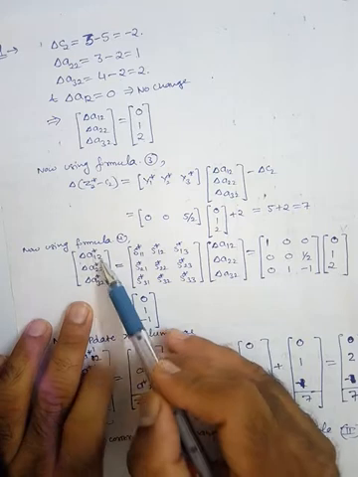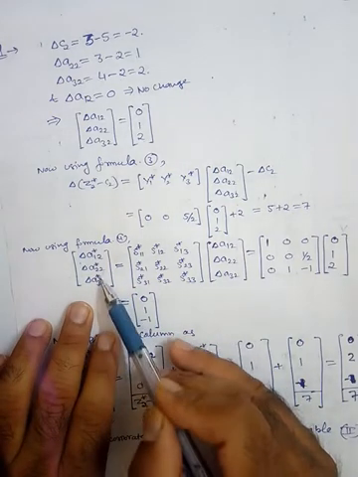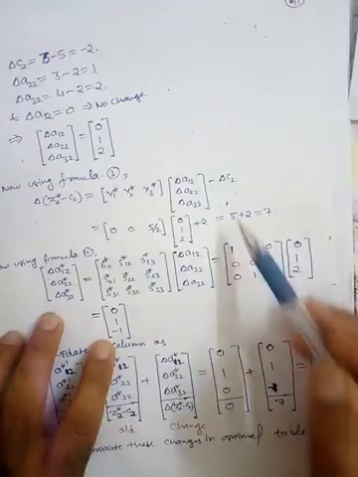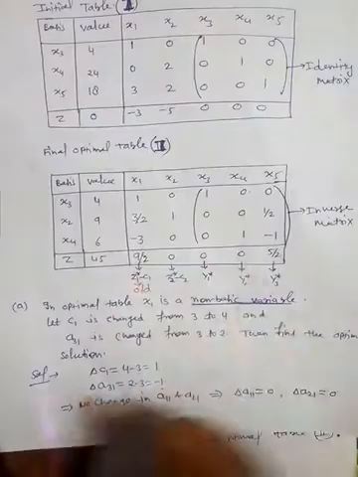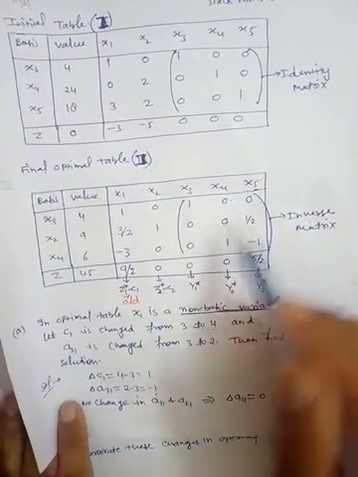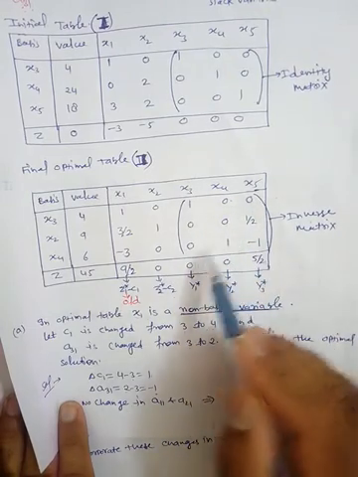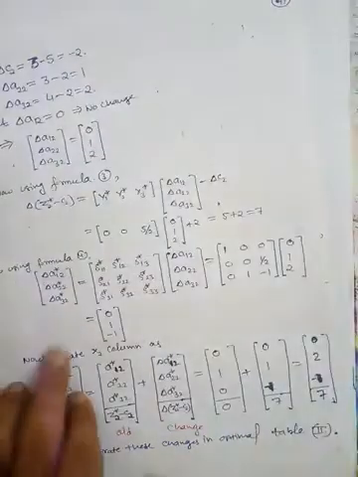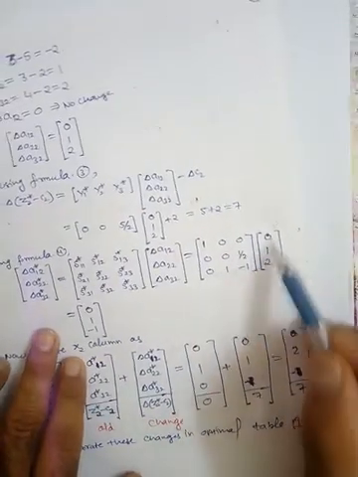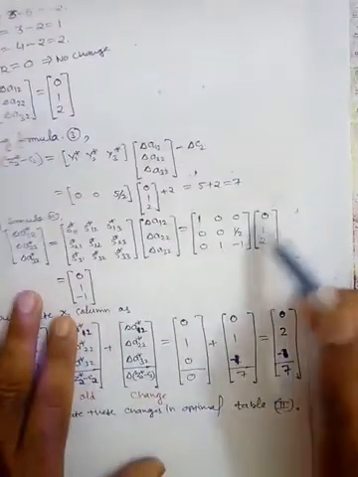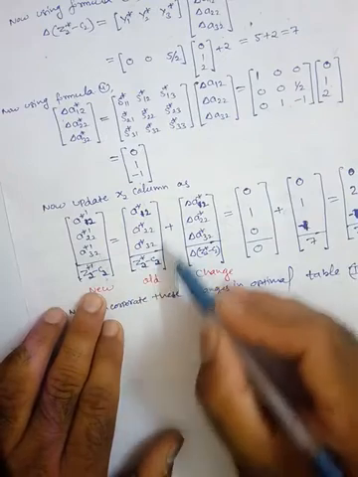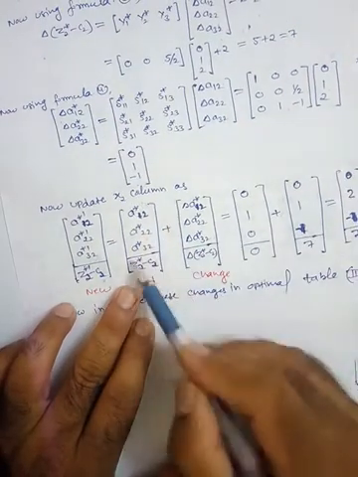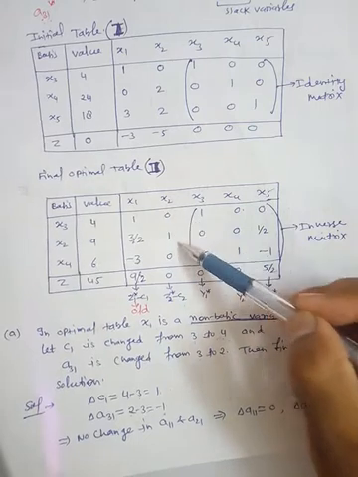So delta A2 star, A22 star, A32 star is equal to the inverse matrix multiplied by this column. So this is the inverse matrix: 0, 0, 0, 1, 0, 0, 0, 0, half, 0, 0, 1. Multiply by this column 0, 1, 2. So we get 0, 1, minus 1. Now this is the old column. What is the old column? In this table: 0, 1, 0, 0.